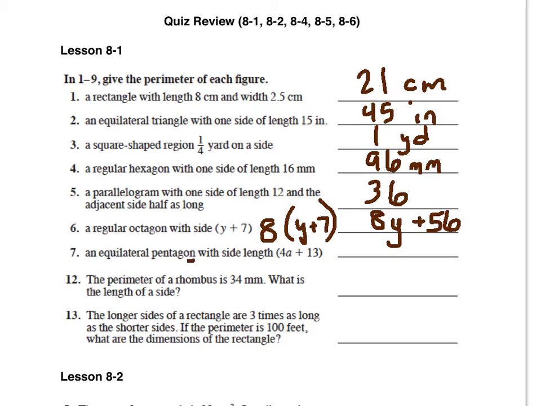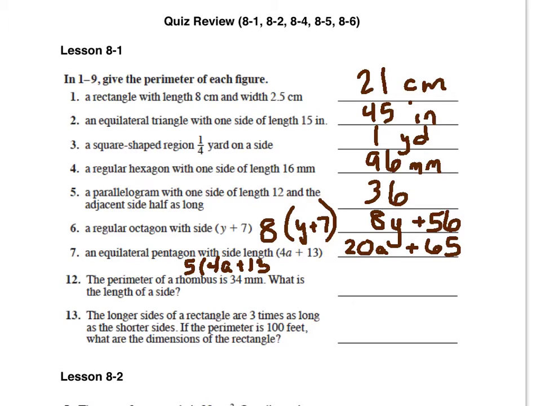I have an equilateral pentagon, 5 sides. Each one is 4a plus 13. We distribute, and we get 20a plus 5 times 13, which is going to give you an answer of 65. 20a plus 65.